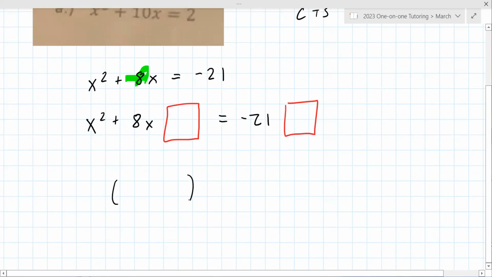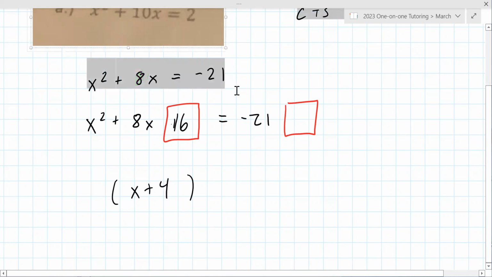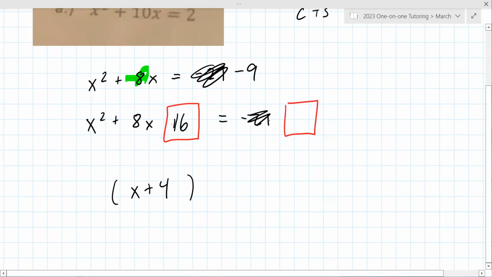You take the 8 and you divide it by 2 and you get 4. And then you do 4 times 4, which is 16. You put 16 in each of the boxes. Okay, good. Now I really messed up here and gave you a bad number. So let's say it's -9. This is -9 plus 16. And then you add 16 and -9, and that will give you 7 squared.